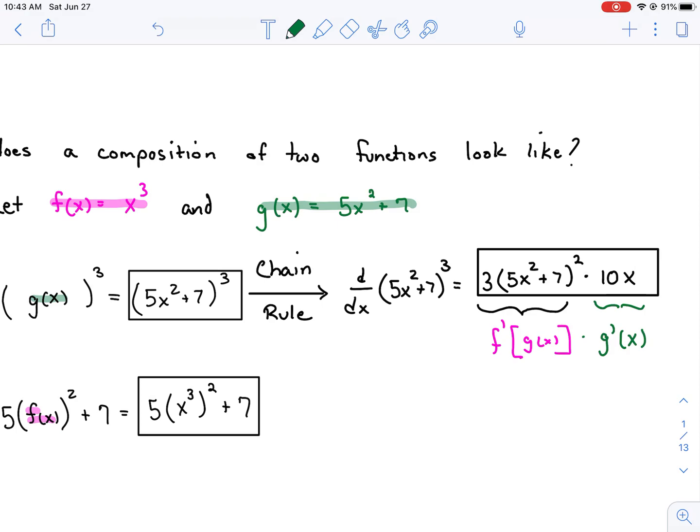So if you figured that out before you saw the rule, then good for you. If not, that's okay too. We're just learning.